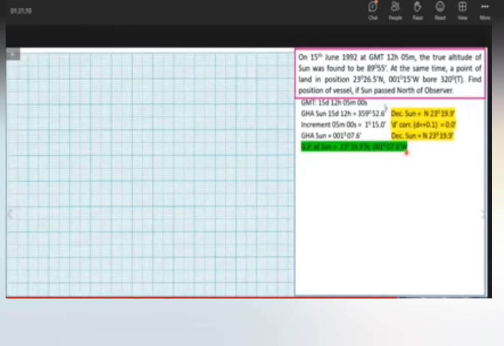Great. So let's go ahead. I hope you are able to recall how the GP is obtained. Now what we have drawn on the graph is the parallel of latitude for the land, the point on land, which is 23 degrees 26.5 minutes north. Why? Because we see that the GP latitude is south of it.